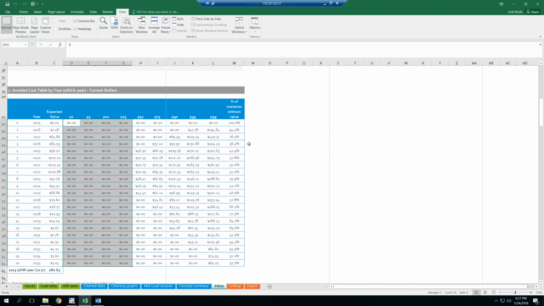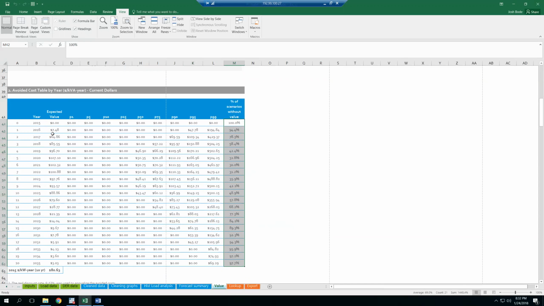So that's over 25% of them. And here it kind of gives you the actual exact number of scenarios without value, either because the deferral wasn't needed or you couldn't defer it because the growth was too fast. And then we basically have the range of results.